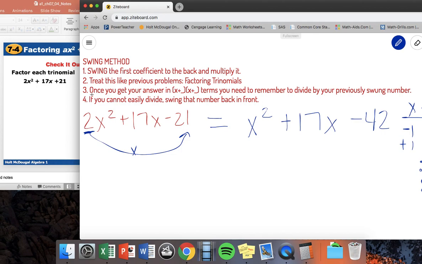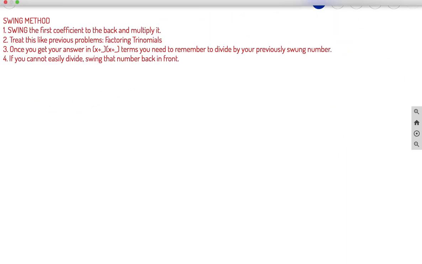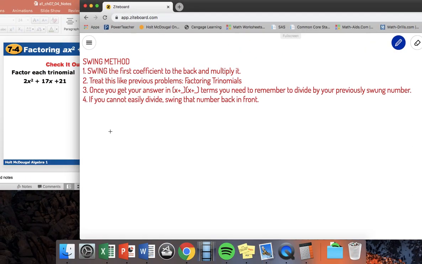Oh, that was my mistake. Notice my mistake. My mistake was that I made this negative, and it's supposed to be a positive. So let's restart the problem altogether, right? Okay. Always, if you mess something up, just start back from the beginning. Let's start all over again. Ready? Here's our next problem. 2x squared plus 17x plus 21.